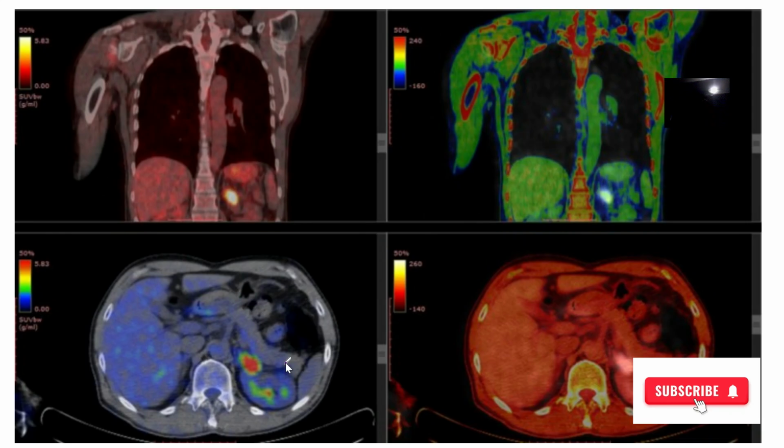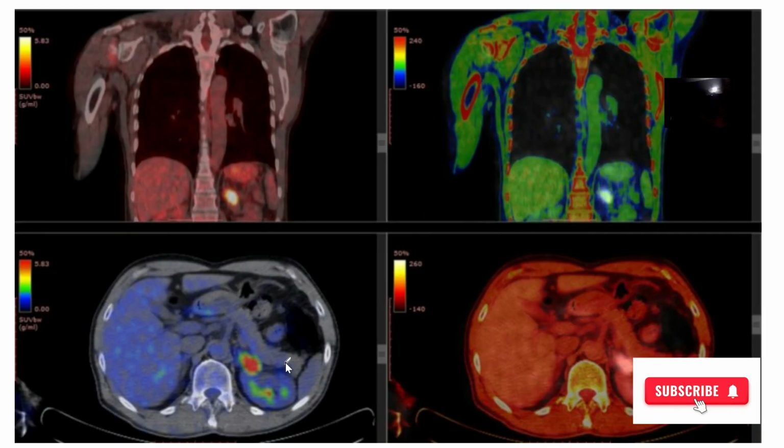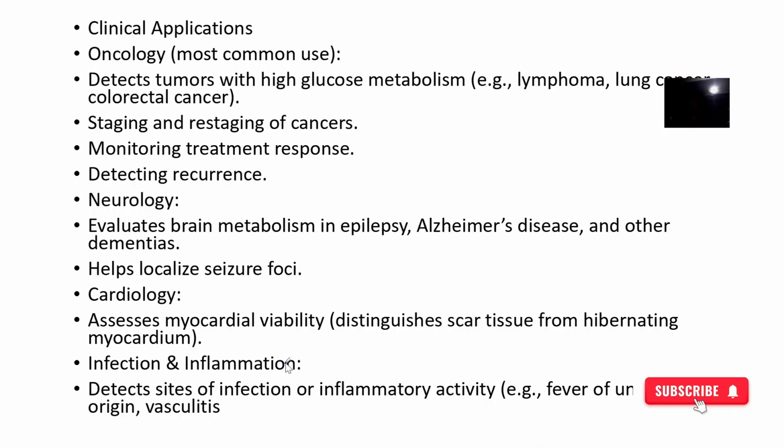Okay, so you can see how the imaging looks. Even if it is black and white or colored, you just look at the areas where there's pathology, and the activity around that site is clearly different. Okay, so it's used mainly in what?